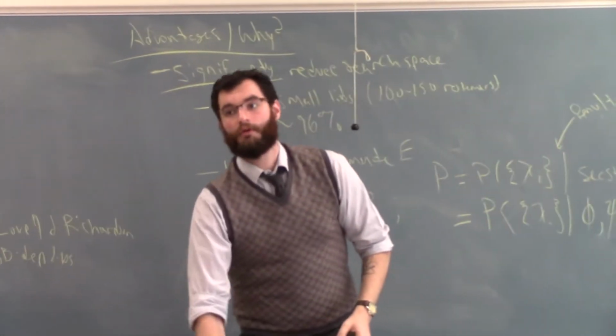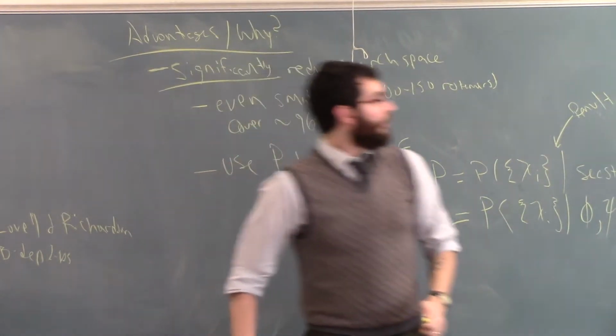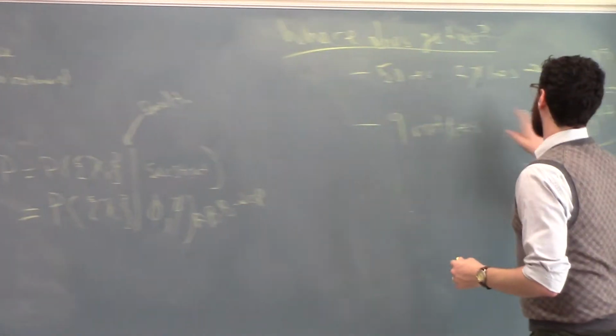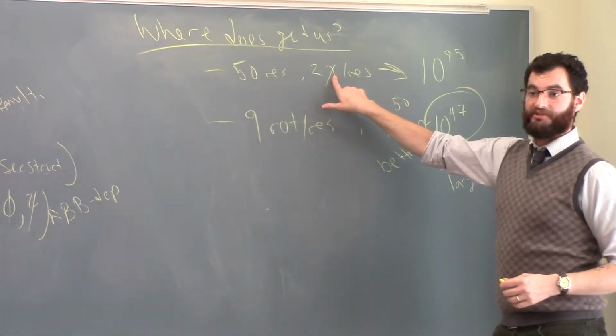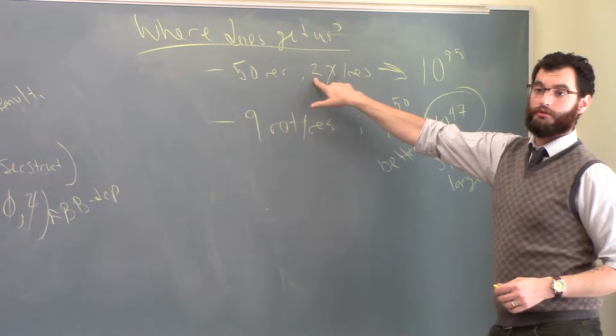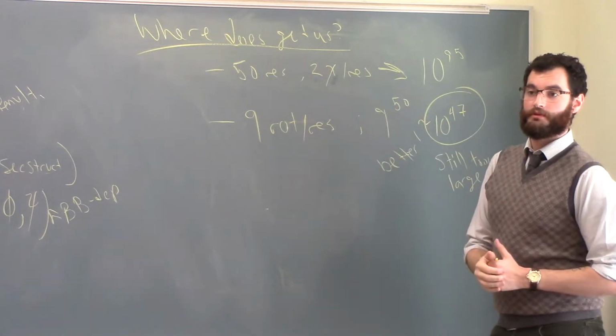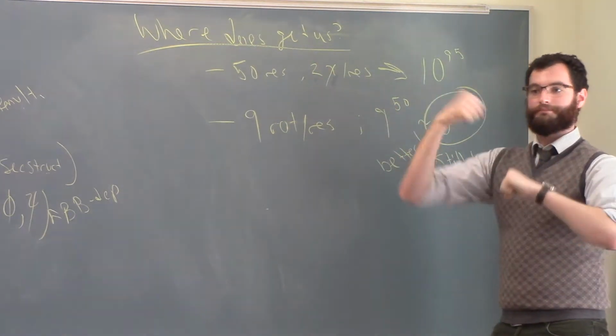Can you explain again why there are 9 rotamers per residue? Oh, sure. So for each chi, there's 3 possibilities. So 3 to the 2 is 9. Does that make sense? Because they're totally independent.